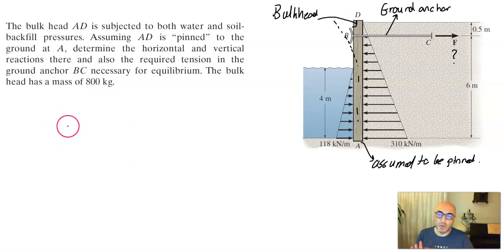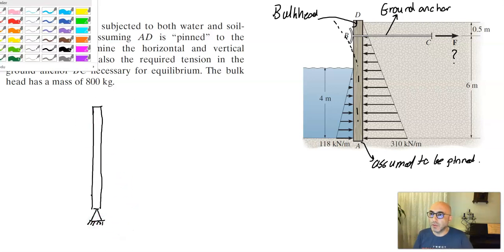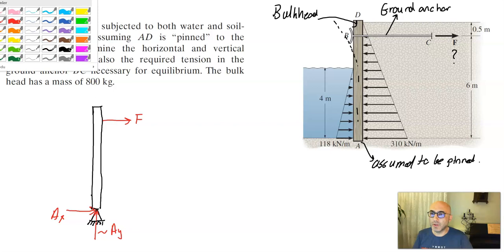First of all, as we always do for such questions, we draw our free body diagram. Here we have our bulkhead, a simple column element. It's assumed to be pinned, so we have such a support here. Support reactions in red: we have AX here, and AY here. The ground anchor bolt can also be regarded as a support reaction, so that's F.